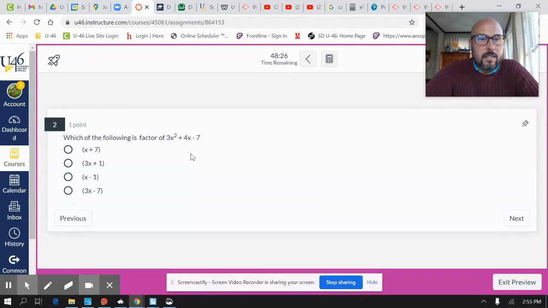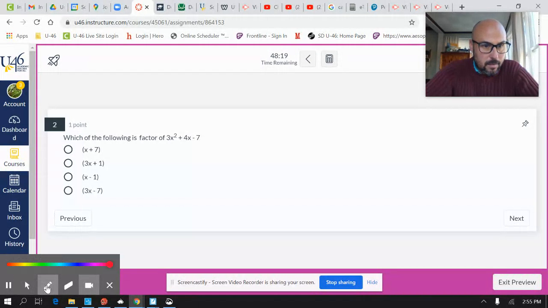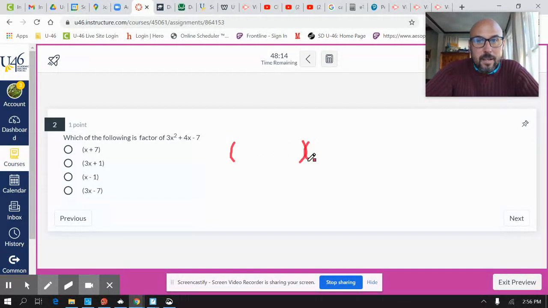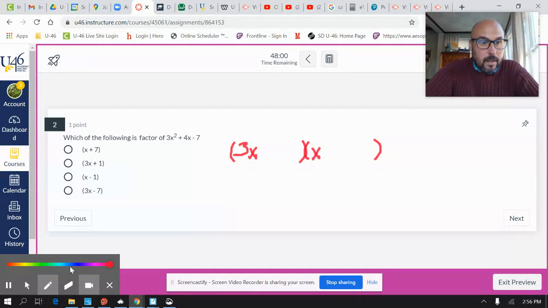Which of the following is a factor of this? So we have to factor. I know it's multiple choice, but in my scratch work, the first two terms of my binomials have to multiply to 3x squared. So I'll do 3x and 1x. Now the rest. I know that these two numbers have to multiply to negative 7, but in such a way that I get 4x.